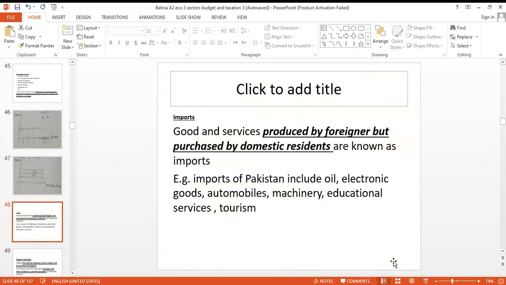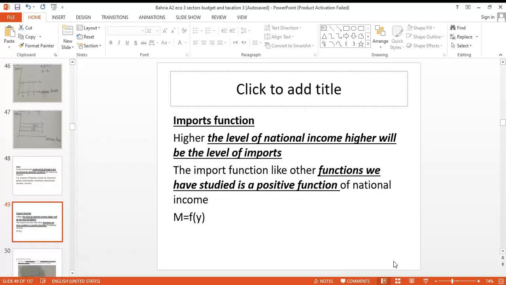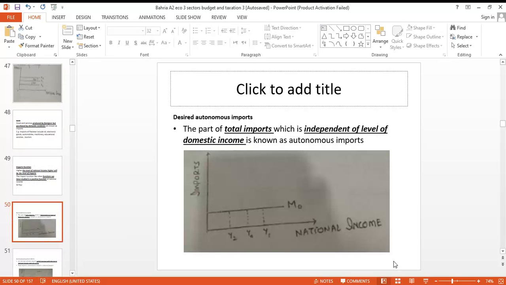All right. Imports, on the other hand, are goods produced by foreigners and purchased by domestic buyers. Okay, the import function. What is import dependent on? Definitely, it is dependent on two things. There is an autonomous element to import. Some things will be imported irrespective of the income of the country. The country, for example, needs oil, let's say, so that will be imported irrespective of the income.